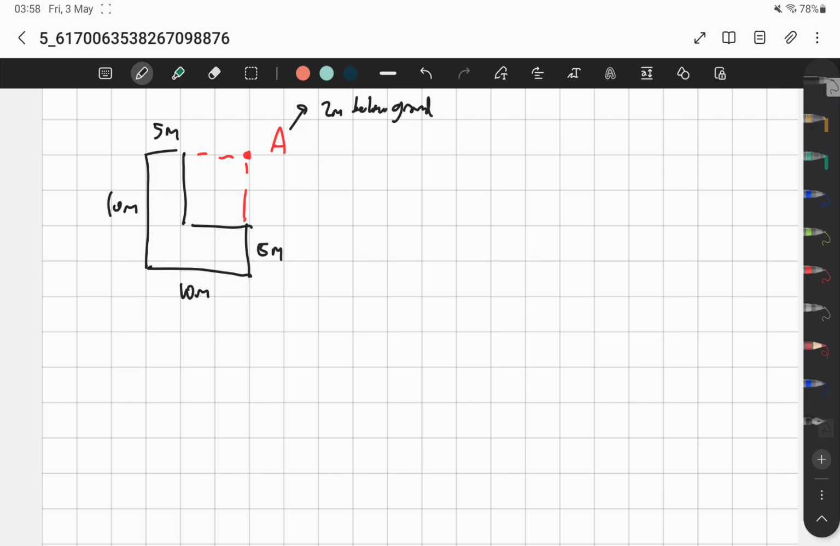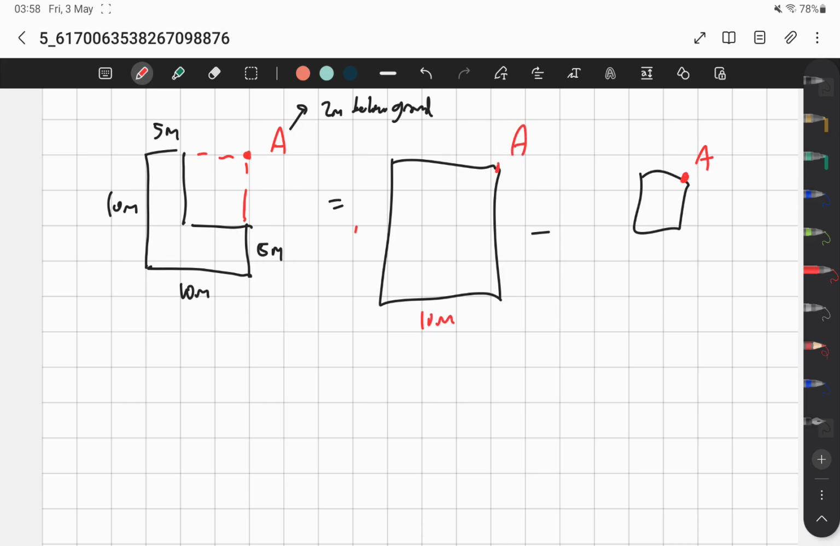So what you can do for this case is take your big rectangle, this one with A, minus the small rectangle. For the dimensions, this one is 10 meters by 10 meters, and this one is 5 meters by 5 meters. So in this case, M is 10 divided by 2, which is 5. N is also 10 divided by 2, which is 5. For this one, M is 5 divided by 2, 2.5, and N is 5 divided by 2, 2.5.